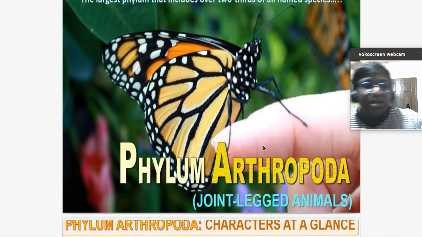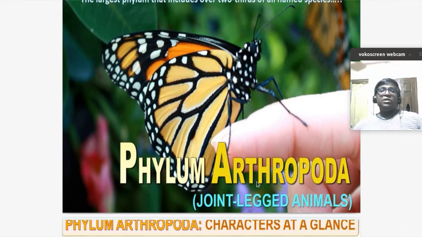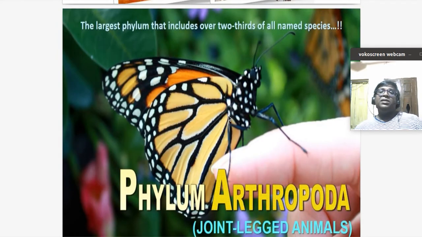The next example is phylum Arthropoda. As the name indicates, arthro means jointed, poda means appendages. So joint-legged animals. So phylum Arthropoda is the largest phylum in the animal kingdom. Two-thirds of all the species in the world are from this phylum Arthropoda, the largest phylum. So you have to remember about that.